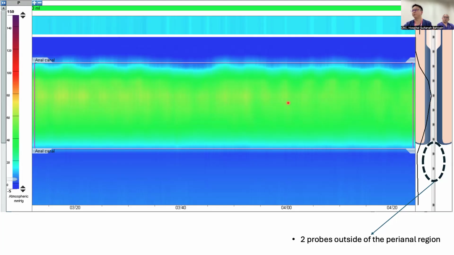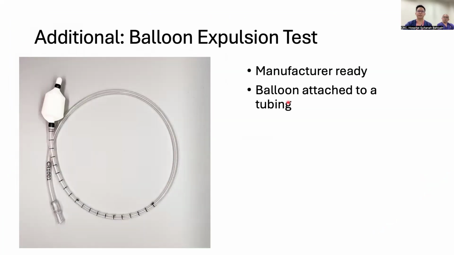Now, apart from manometry, we also have to do a second step upon removal of the manometry, and that's called a balloon expulsion test. The balloon expulsion test is what we call a uniform assessment of the general defecation function. Can the patient pass out a balloon on his own effort? Again, this is a manufacturer-ready balloon.